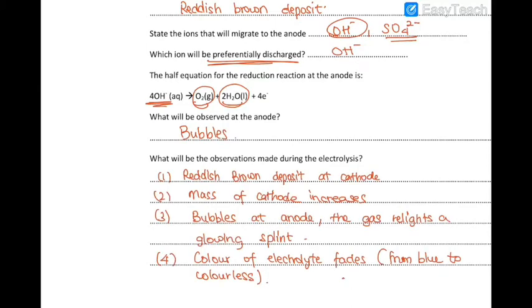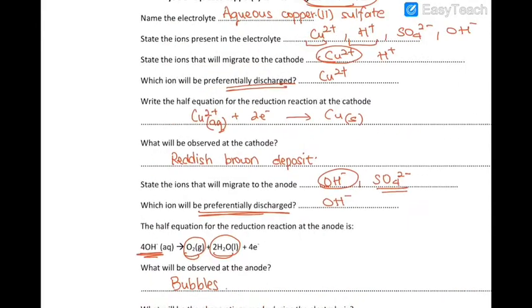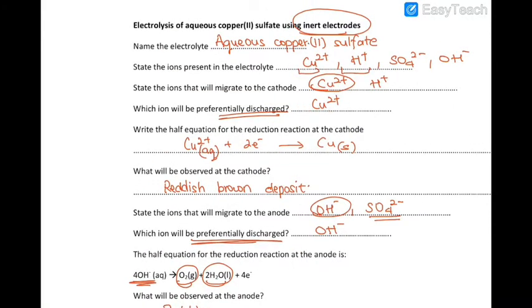Now during the electrolysis, you observe a reddish brown deposit at the cathode. Because we have a deposit, you have an increase in the mass of the cathode. At the anode, you will observe the bubbles. The bubbles are bubbles of oxygen gas, therefore the gas relights a glowing splint. And we see that here the Cu2+ ions are being used up.